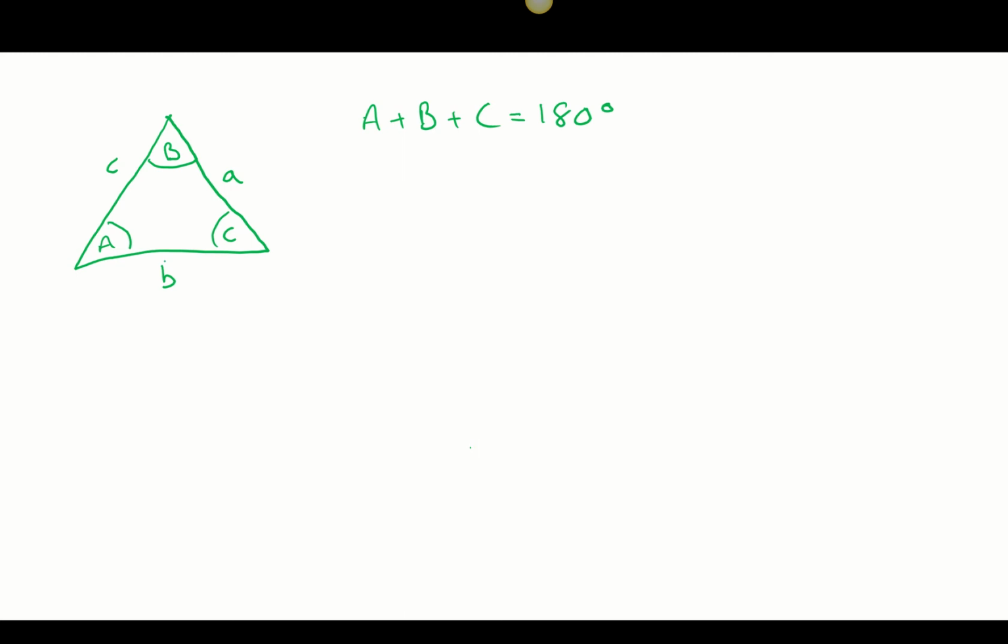This is a non-right angle triangle, so none of the angles equal 90 degrees. They may be very close to 90 degrees, but they don't equal 90 degrees. So that's always our first question: is this triangle a right angle triangle, or a non-right angle triangle? When it's a non-right angle triangle, we can use one of our first rules, which is called the sine rule.